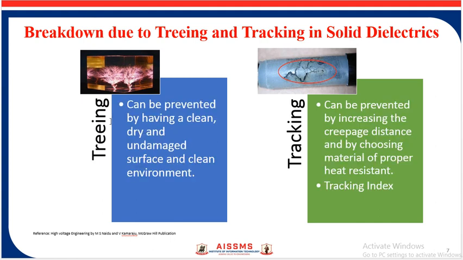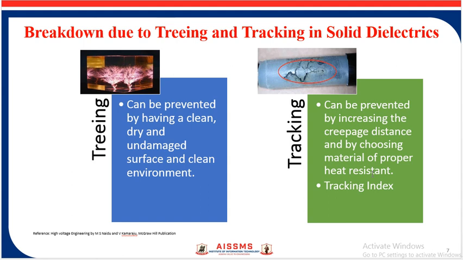Treeing can be prevented by having a clean, dry and undamaged surface and a clean environment. Whereas tracking can be prevented by increasing the creepage distance and by choosing a material with proper heat resistance. Also, there is a term called tracking index. The numerical value of the voltage that initiates tracking is called the tracking index and is used to qualify the surface condition of the material under test.